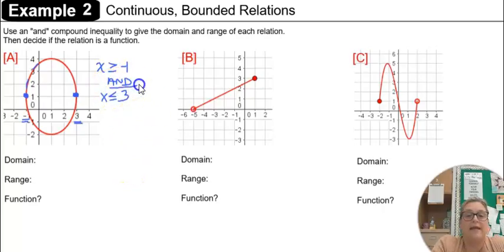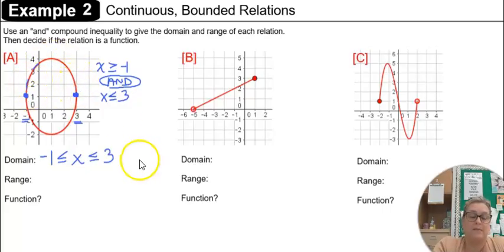Okay, when you have an and inequality, you can write that with your lower bound, -1, then less than or equal to x, less than or equal to 3. So this says that x is between -1 and +3. Right? It includes all the decimals and fractions that fall along that continuous pathway between those endpoints.